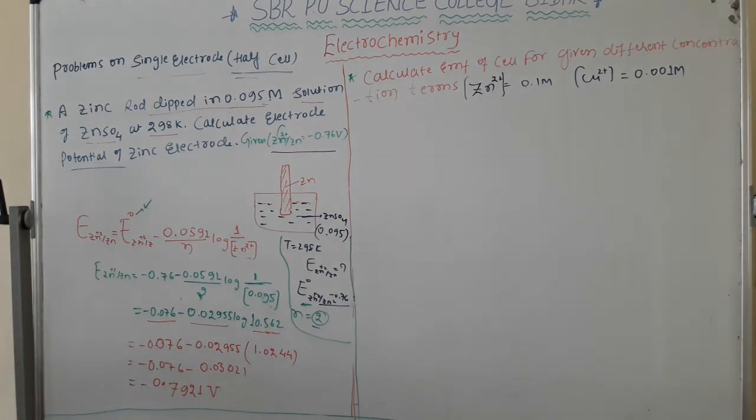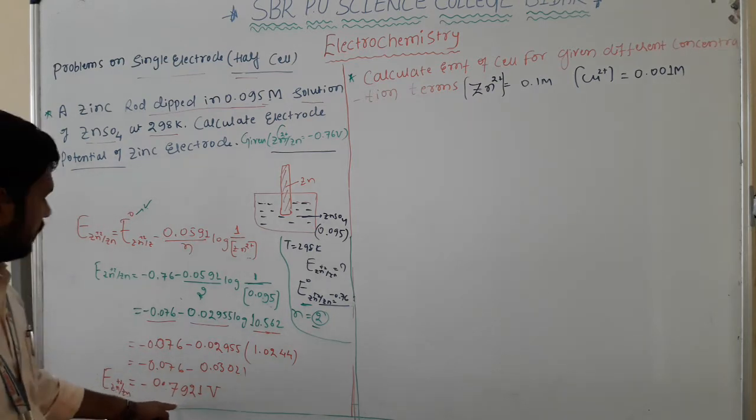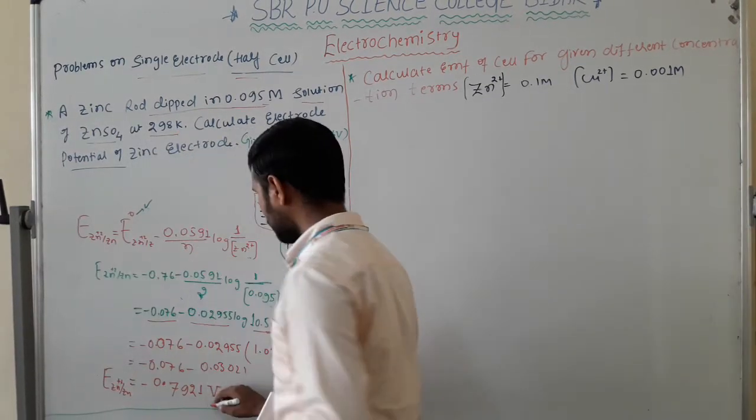This is about the electrode potential of zinc, whatever the electrode potential of zinc will be, Zn plus 2 to Zn. This is your final value, in terms of volts.